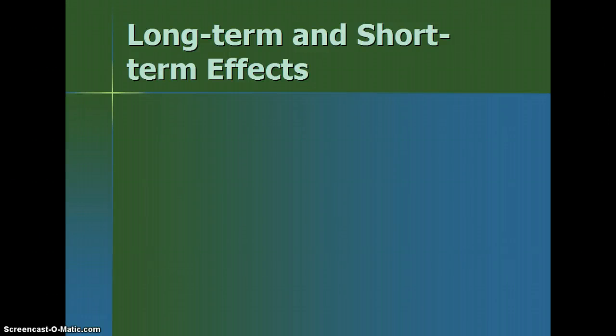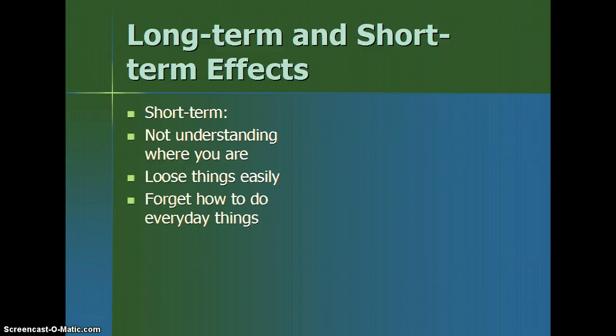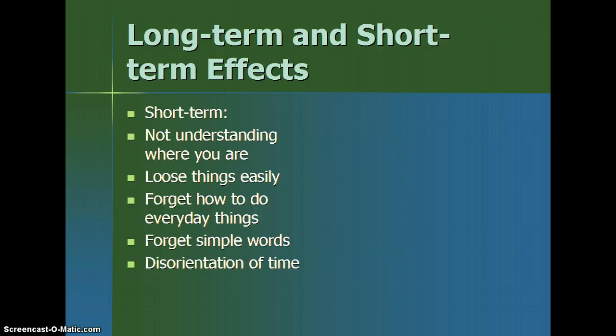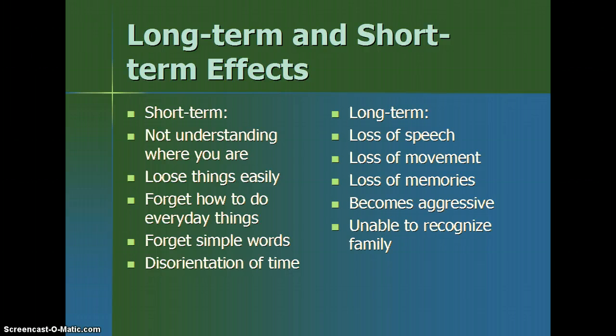Here are some long-term and short-term effects of Alzheimer's disease. Short-term can be not understanding where you are, you lose things easily, forget how to do everyday things, forget simple words, disorientation of time, and some long-term effects are loss of speech, loss of movement, loss of memories, becoming aggressive, being unable to recognize family, and also loss of appetite.